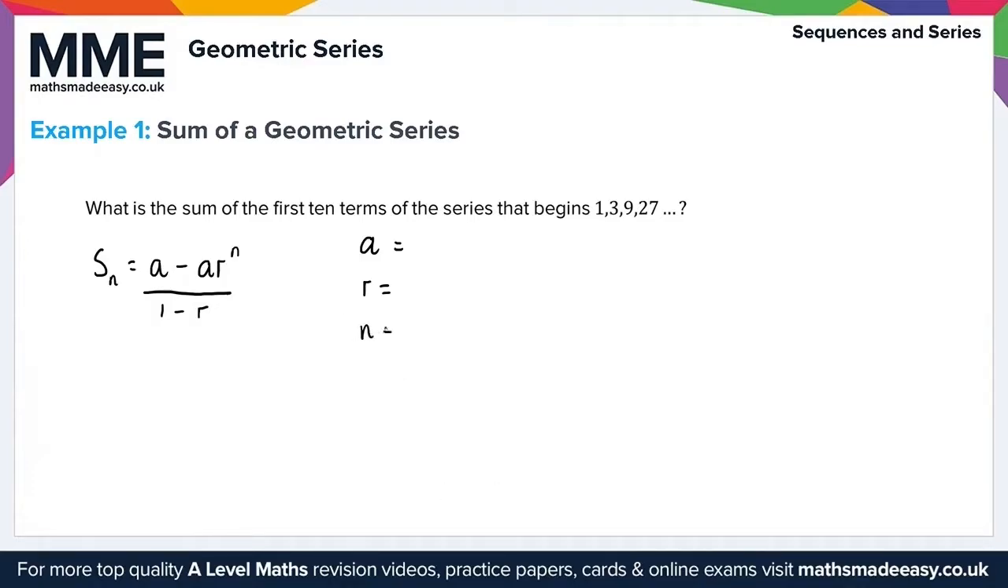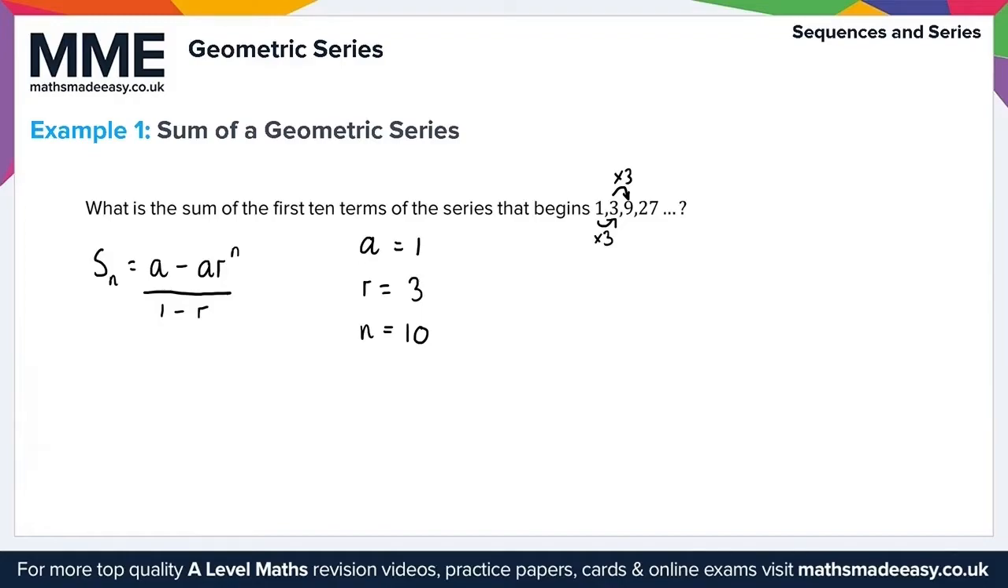And the number of terms here, well, that's given to us straight away, the first 10 terms. So n is equal to 10. A, that's the first term in our series here, so that's simply 1. And then R is the common ratio, so what do I times 1 by to get to 3? Well, that's times by 3. And you can also demonstrate that here by going from 3 to 9. What do I times 3 by to get to 9? Well, that's clearly 3 as well. And that rule keeps going and going. So R is 3. So we've got everything we need here now.